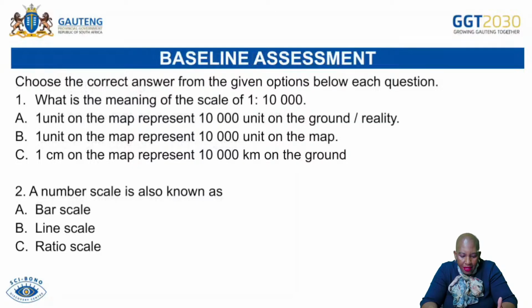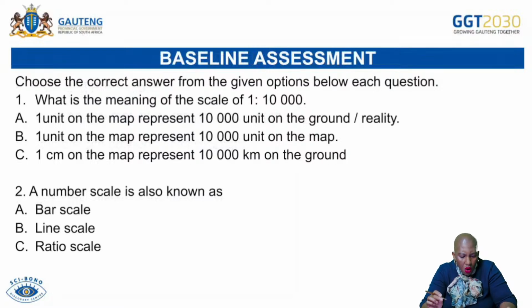Let's have a look at number 1. It says, always follow the instructions. Choose the correct answer from the given options below each question. That's an instruction. You must choose the correct answer from the given options below each question.